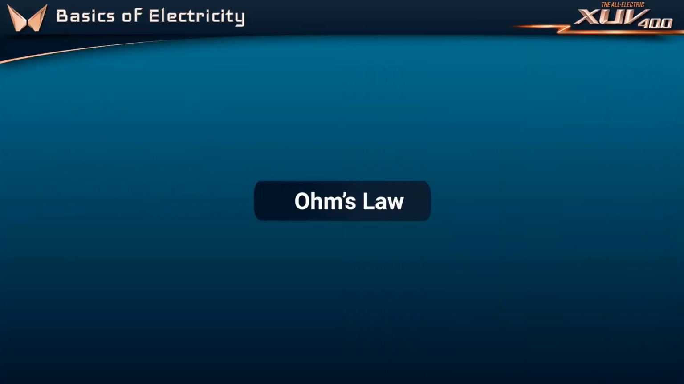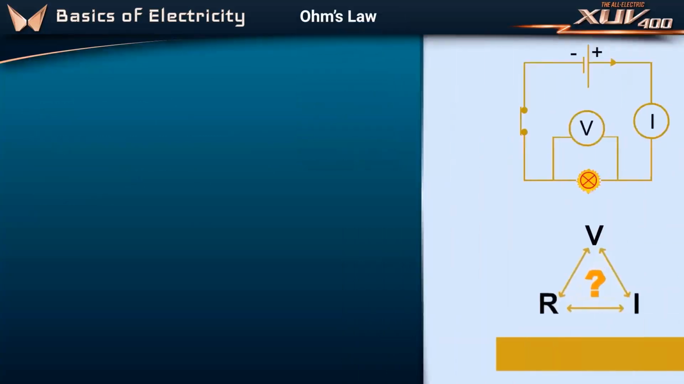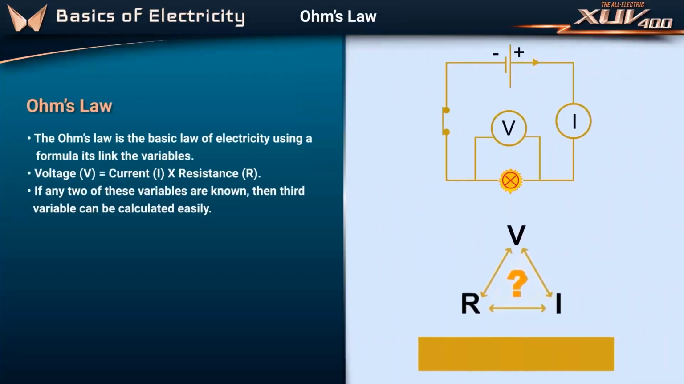Ohm's law. Ohm's law is one of the basic laws of electricity. Using a formula, it links the variables. Voltage, V, is equal to current, I, multiplied by resistance, R. If any two of these variables are known, then the third variable can be calculated easily.